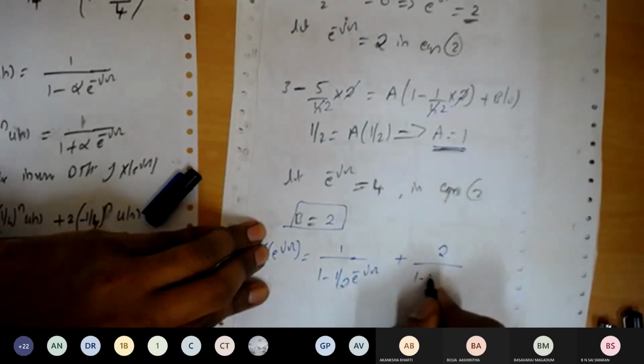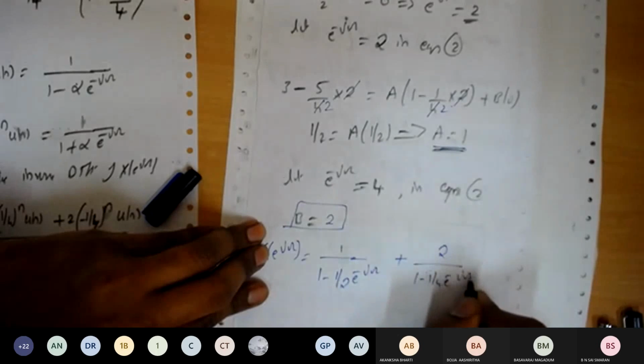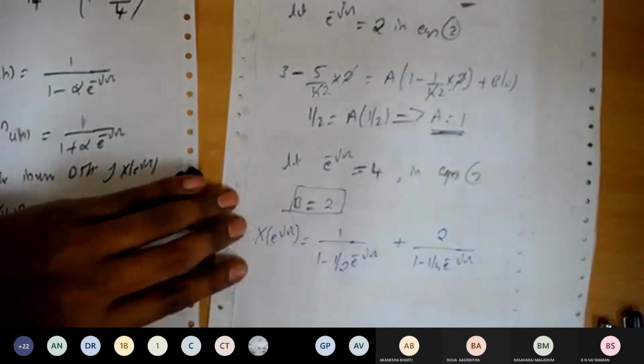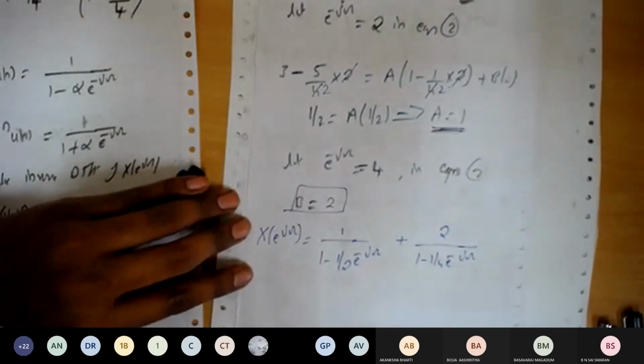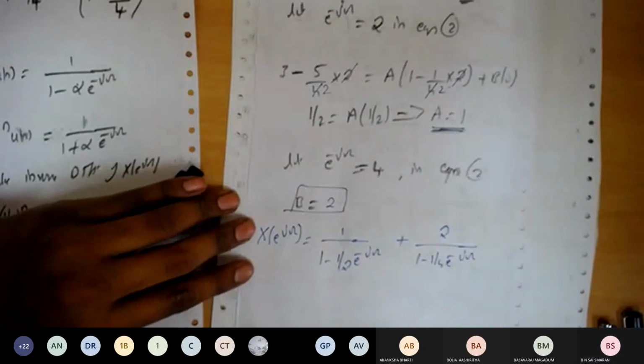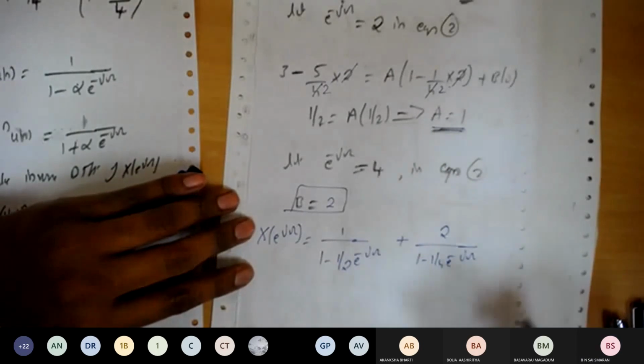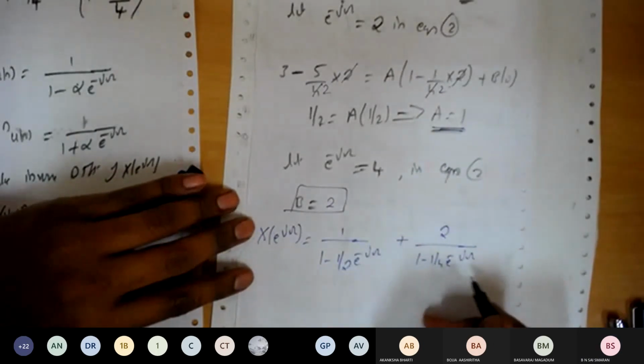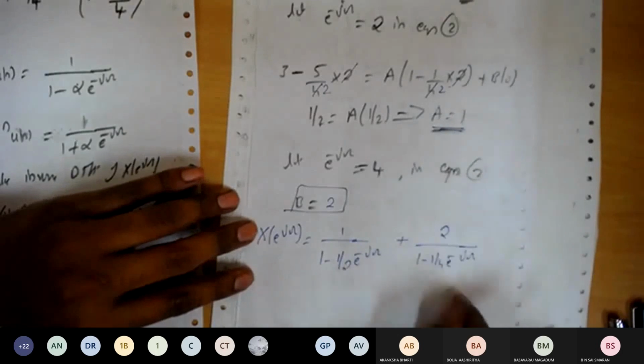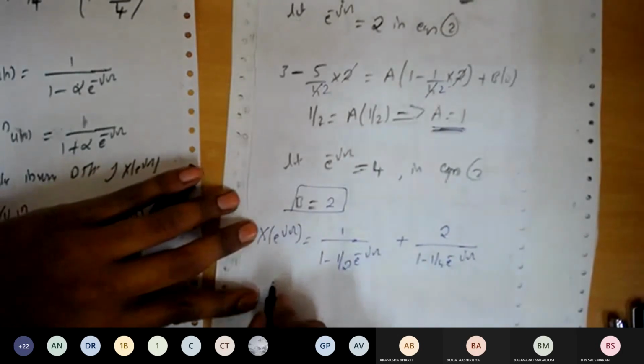So 2 divided by 1 minus 4 into e to the power of minus j omega. It's visible, right? Yes, sir. Okay. So the black color sketch pen is not there, so I'm using the blue color one. So fine.